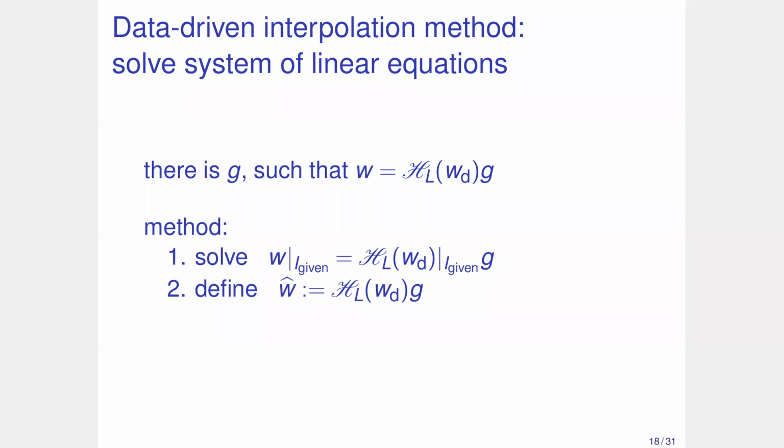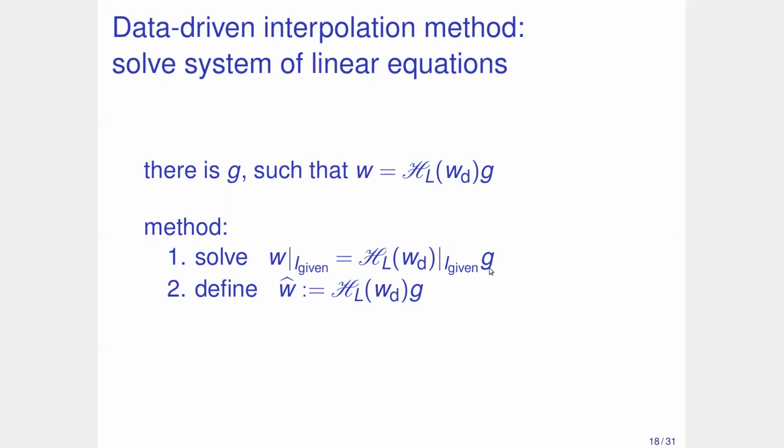And here is the surprisingly, embarrassingly simple solution, which comes from the data-driven representation. So we know that W, the complete trajectory, is in the image of the Hankel matrix of the data trajectory WD. So this means that there exists a vector G, which multiplying the Hankel matrix of WD gives you W, which is partially specified. Select from this system of linear equations the rows, the equations that correspond to the given samples in W. This gives us a system of equations here in step one.